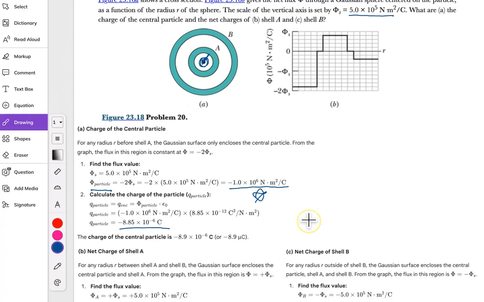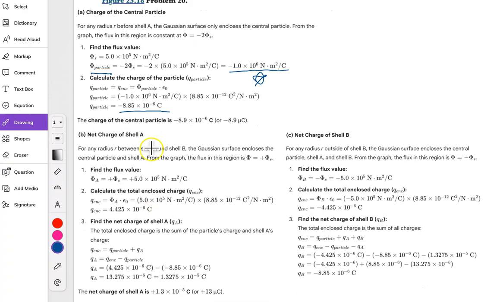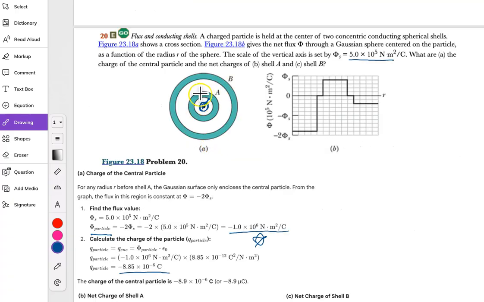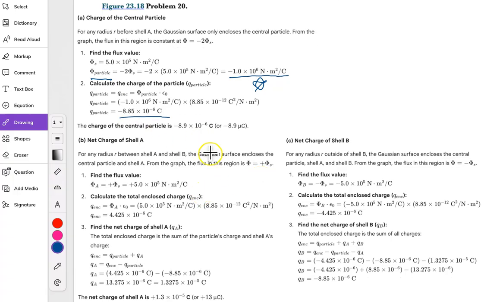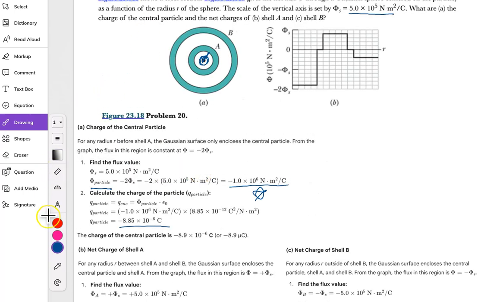For part B, they want us to find the net charge of shell A. So remember, shell A is the one here. And to do that, we're going to basically just say that for any radius between shell A and shell B, the Gaussian surface encloses the central particle and shell A. So now we're going to draw another Gaussian surface. It would just be another sphere. I can't draw a circle for some reason tonight. But notice that that imaginary dotted surface has inside of it that particle, and it has shell A.